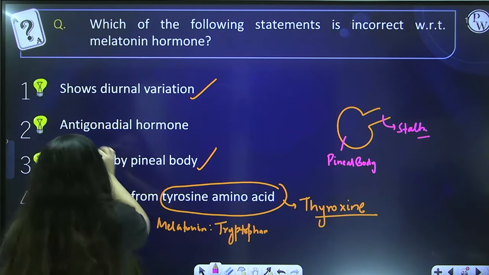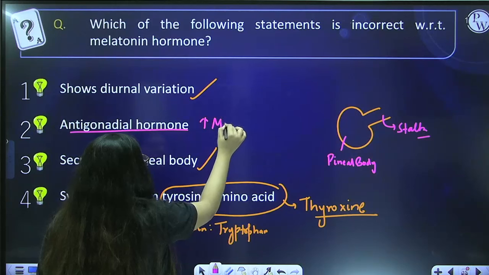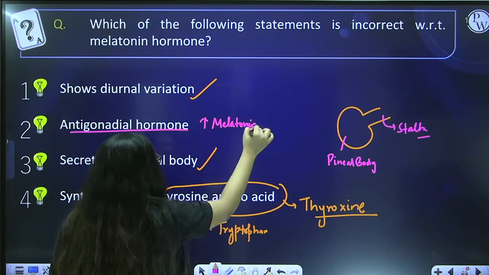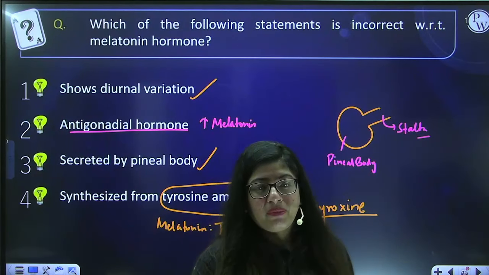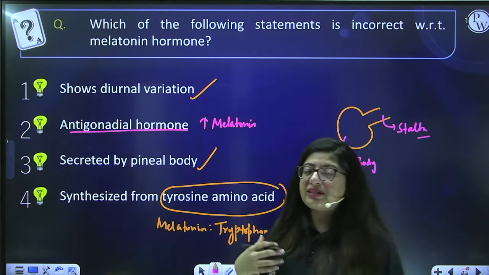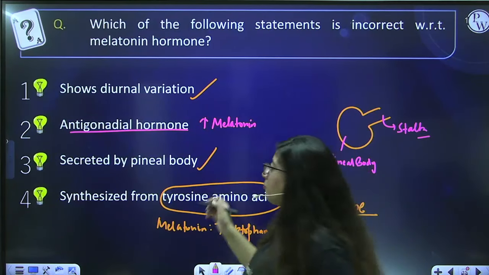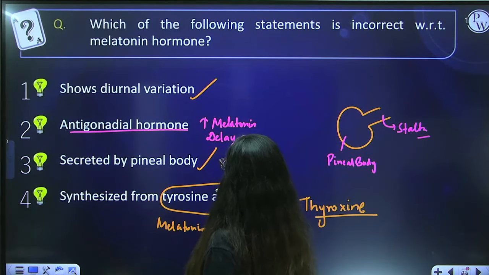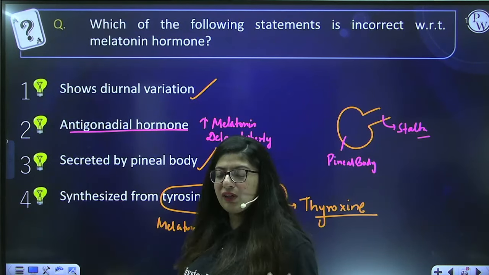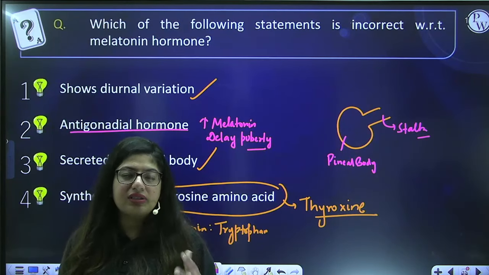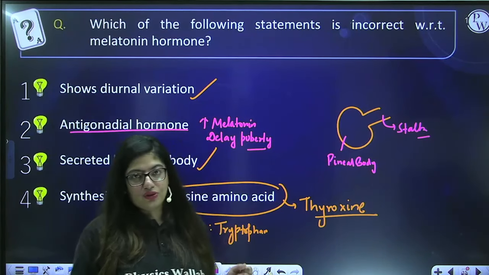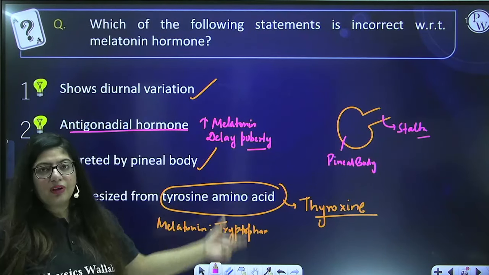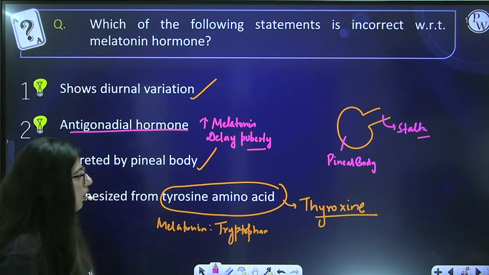Okay, antigonadal. So if a person has more melatonin in the days of growth, or for example, if a young boy and girl who have not attained puberty, if their melatonin hormone is more, maybe that can delay the puberty because it has antigonadal function. That means it will go to gonad and it will not allow the secretion of these hormones like testosterone and estrogen. So antigonadal hormone, it will inhibit the gonads and it will not allow its growth. All right, okay.